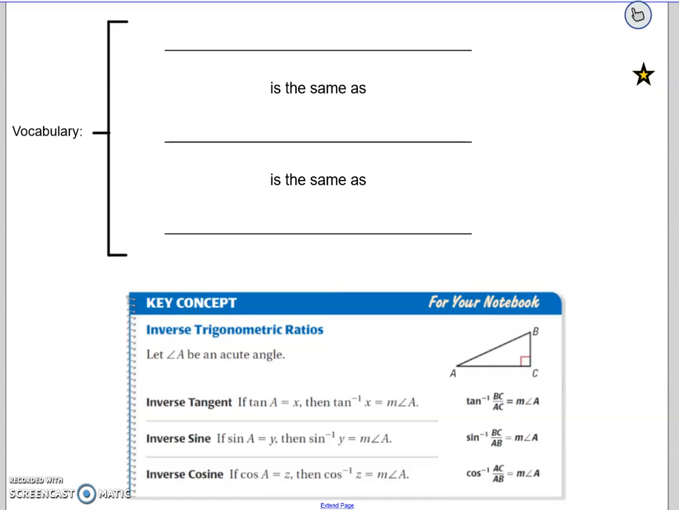Before we get into making use of inverse trig ratios, we have to understand some of the vocabulary that you might hear in dealing with this. If we talk about the inverse sine, in other words, the opposite or reverse operation of a sine, it's the same as also calling it the arc sine. So if I say what's the arc sine of 1/2, it's the same as saying what's the inverse sine of 1/2.